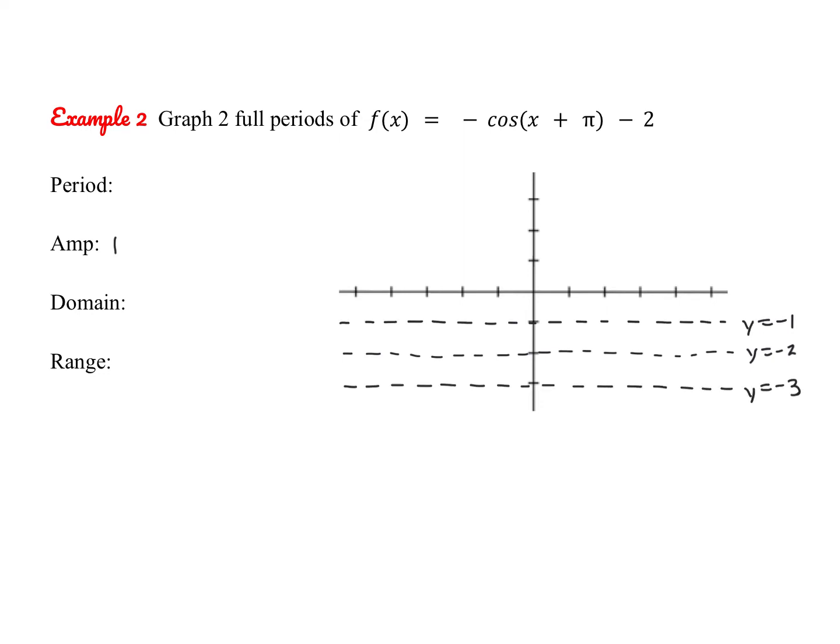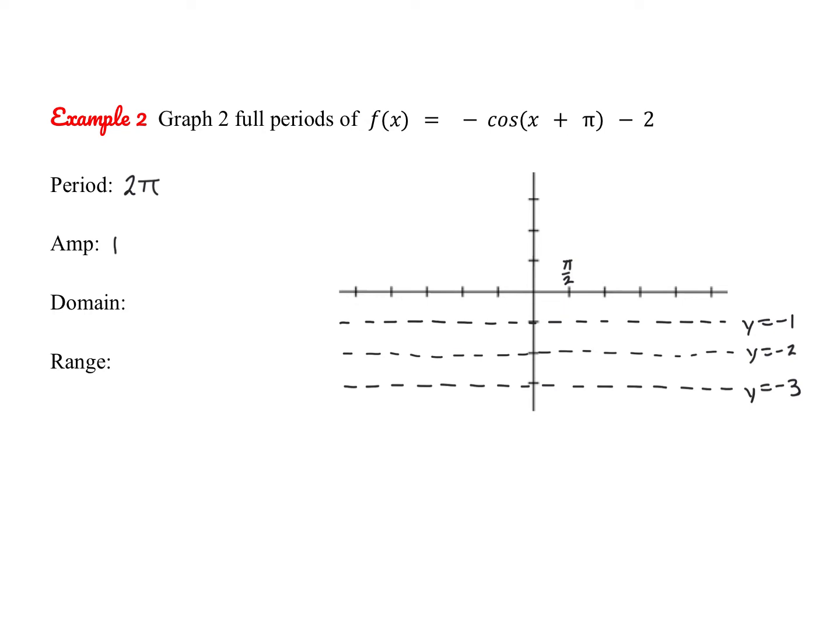Then I can look at our graph for a b value to determine the period. Here I don't see any horizontal stretch or shrink, which means my period is going to be the period of our parent function, which is 2 pi. If you take 2 pi and split it into 4 parts, we get pi over 2. So I think that's going to be a good way to scale our x-axis. In this case, we have pi over 2, pi, 3 pi over 2, 2 pi.